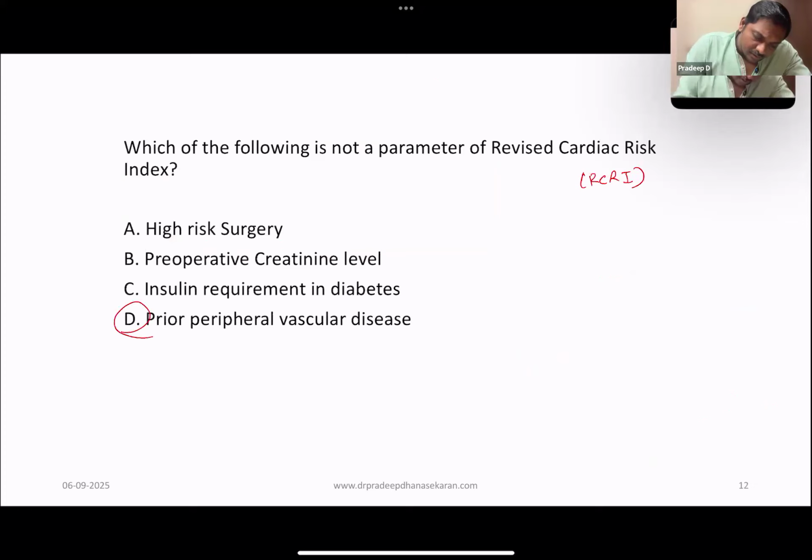So prior peripheral vascular disease is not a parameter. High-risk surgery is there. Preoperative creatinine level is there. The insulin requirement in diabetes is there.